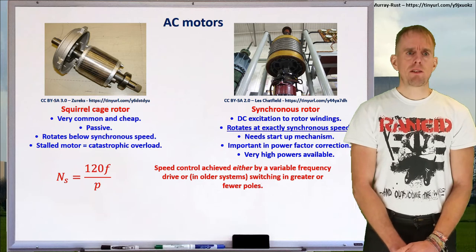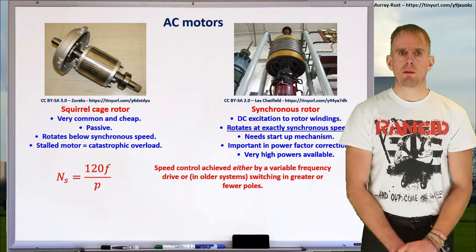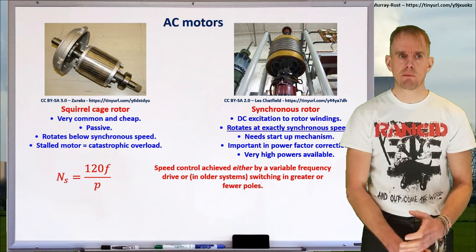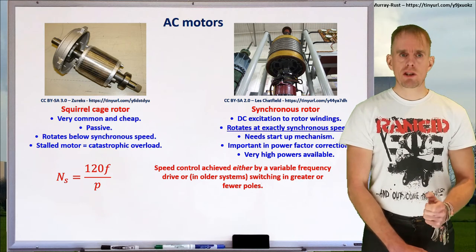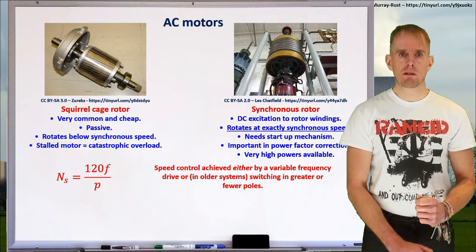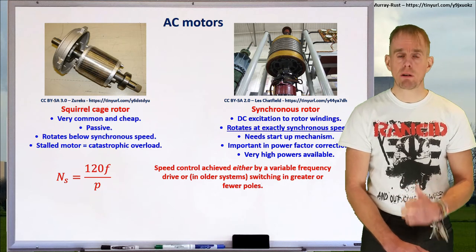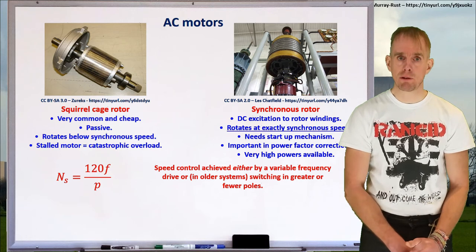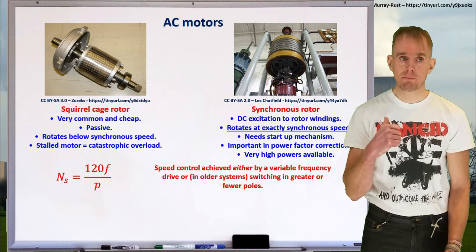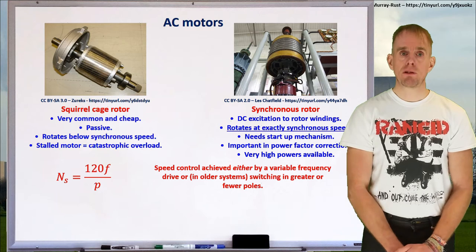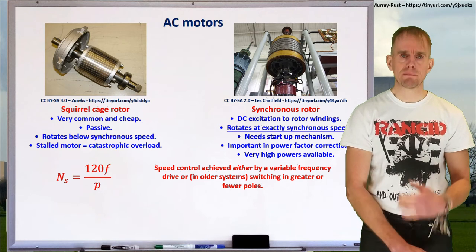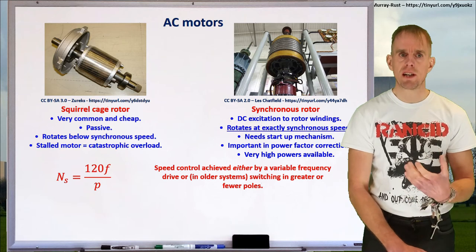So let's think about speed control of an AC motor. Here's that formula we saw on the previous slide again, 120 F over P. So we can change the speed of an AC motor by altering either F or P. Old AC motors used to have different coil pairs that you could swap in and swap out with switches. That altered P. Modern motors will have variable frequency drives. And so what you're doing there is altering your supply frequency, F.